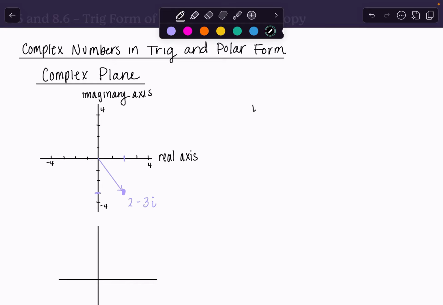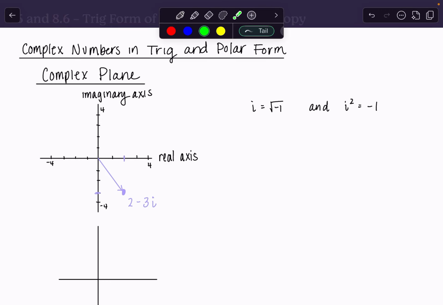And just as a refresher, if you don't remember what i is, it helps us when we're taking square roots of negative numbers. So i is defined as the square root of -1, and i squared is equal to -1. So it's the only way we can take something, multiply it by itself, and result in a negative.